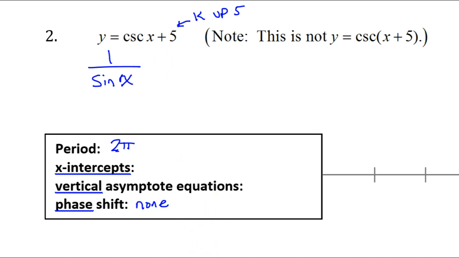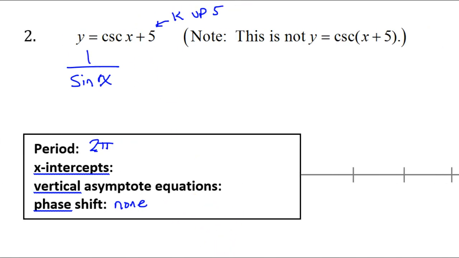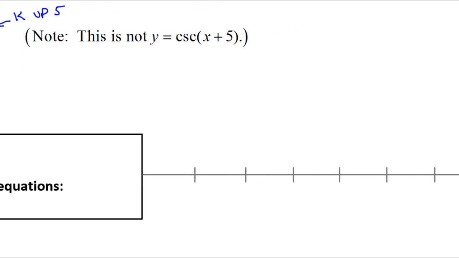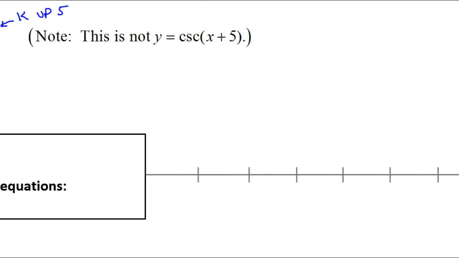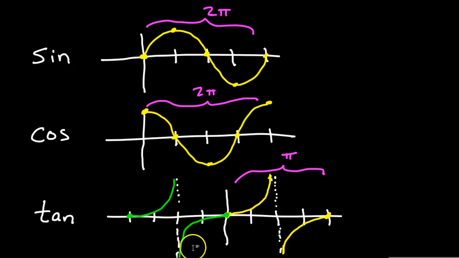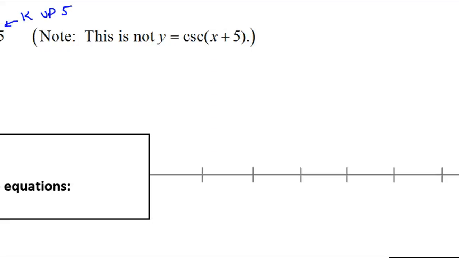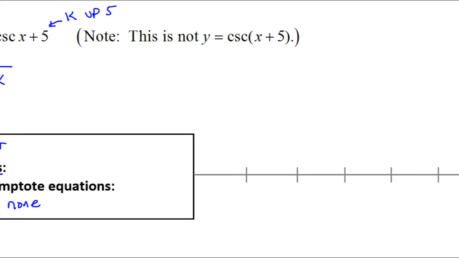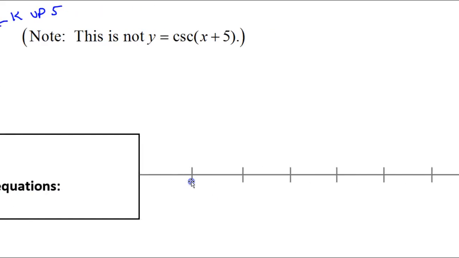Alright, so what am I going to do? Well, there's no phase shift, so I'm just going to start at 0 because I know the sine function starts at 0. And the way I graph cosecant is I start by graphing sine very lightly. So I'm going to just go ahead and draw my y-axis here and let that be 0. Actually, for a moment I'm just going to write 0 down right here.